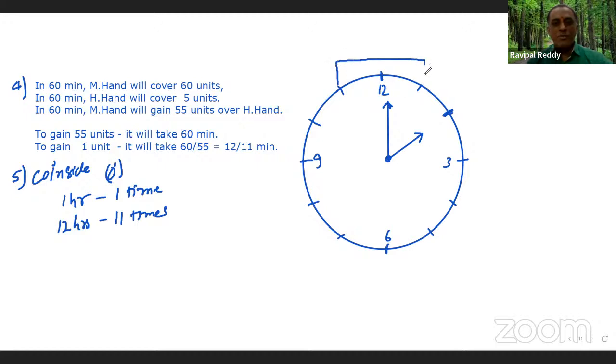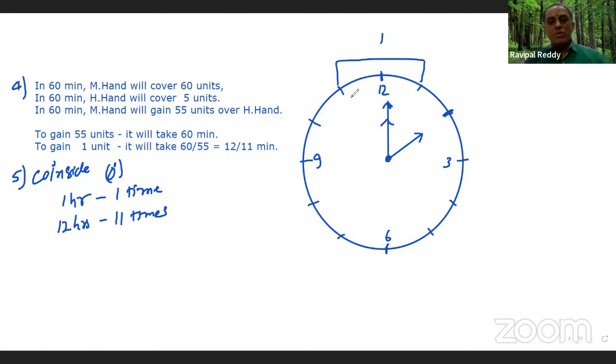But between 11 and 1 o'clock, only one time, at 12 o'clock, these two hands will coincide. Why do these two hands not coincide between 11 and 12? These two hands do not coincide between 11 and 12, and not between 12 and 1. Between 11 and 1 o'clock, only one time, at exactly 12 o'clock, these two hands will coincide.